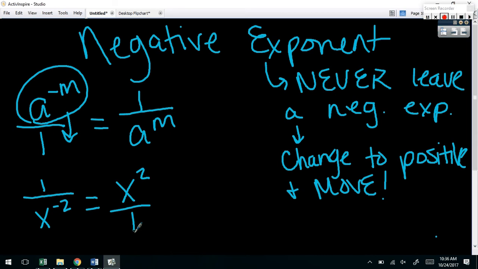Will it ever be like a negative number, like the actual number? It could, but the number in front wouldn't. We wouldn't solve it. We're not solving right now. We're just simplifying and breaking things down.